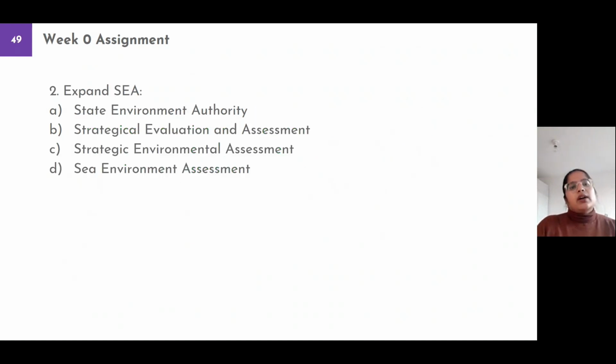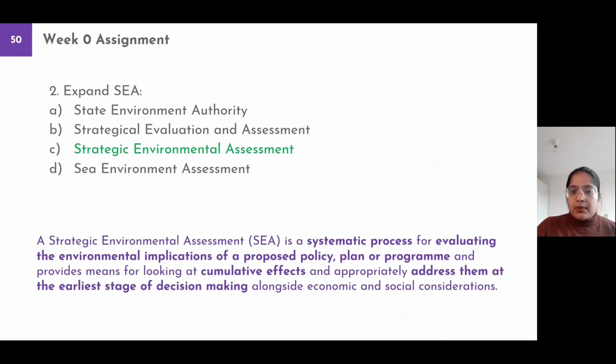So moving on, what is the full form of SEA? So A, Strategic Environmental Authority, B, Strategic Evaluation and Assessment, C, Strategic Environmental Assessment, and D, Sea Environment Assessment. So the correct option is C, Strategic Environment Assessment.